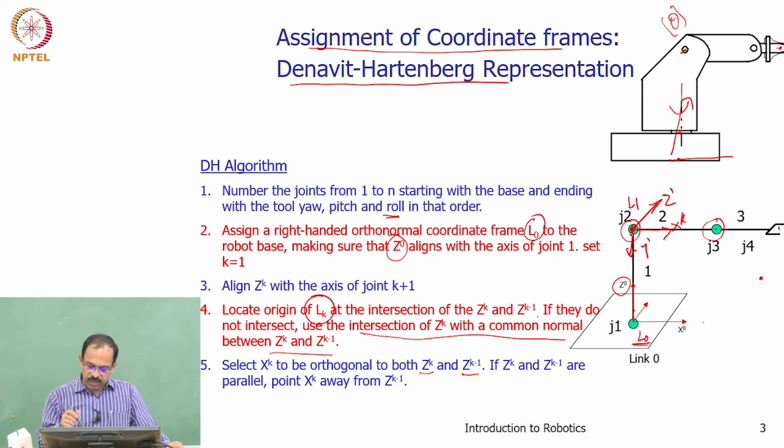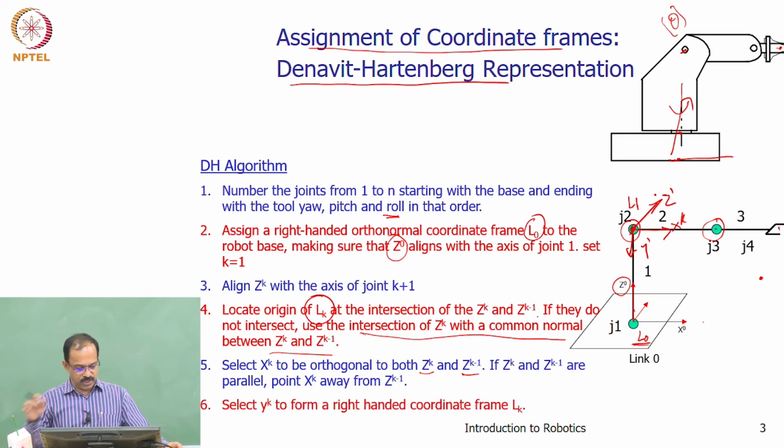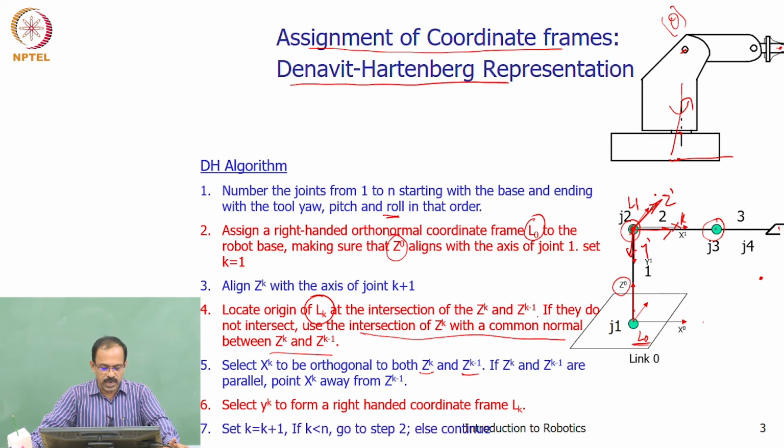So we found that, okay, we can follow this algorithm to get the first joint and its coordinate frame, and then the second joint and its coordinate frame can be obtained. Now we can follow the same thing, change k is equal to 2, we will be again getting the next one. So you can keep on doing this till you reach the last one. Okay, the last one we will do in a different way. So get yk from the right-handed coordinate frame Lk, and then set k is equal to k plus 1, and as long as k is less than n, go to step 2, continue.